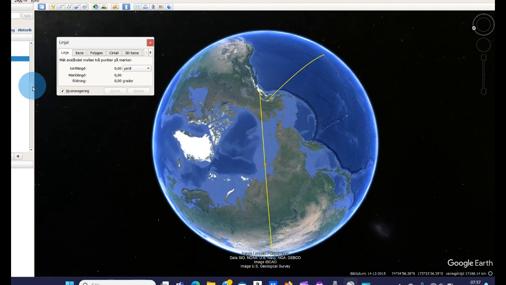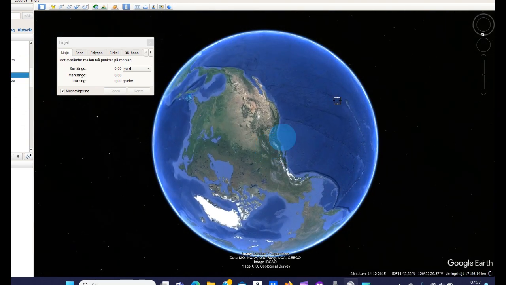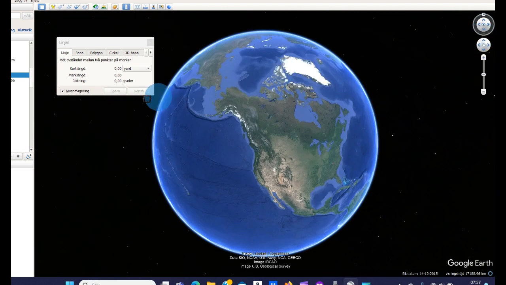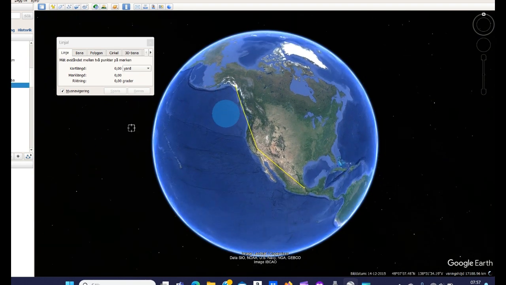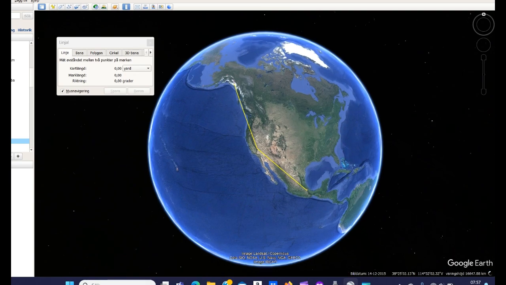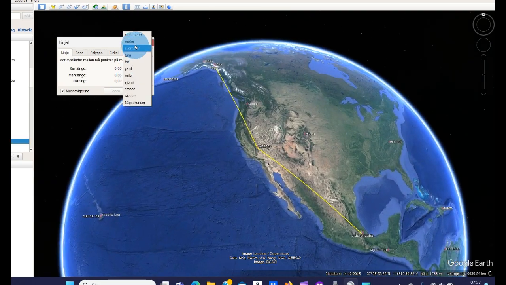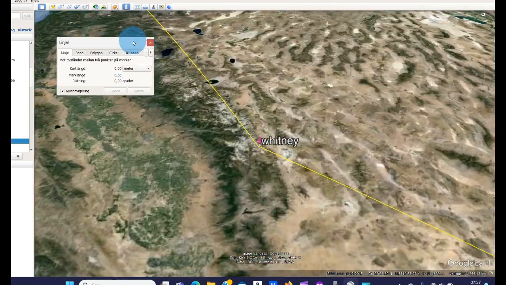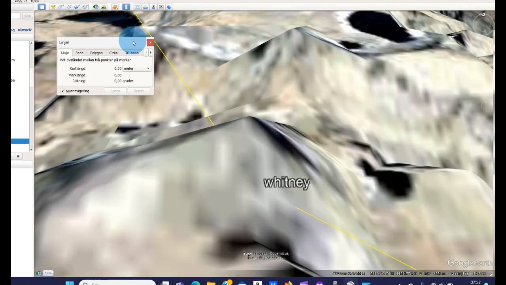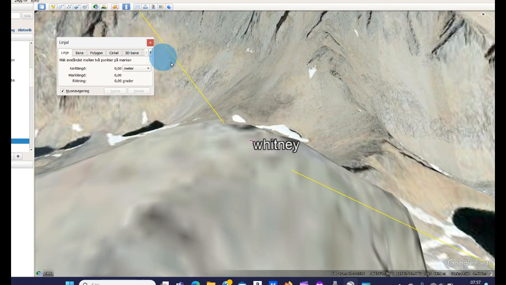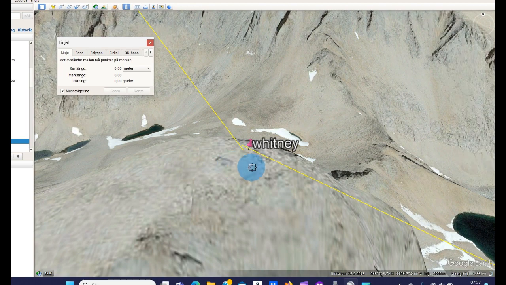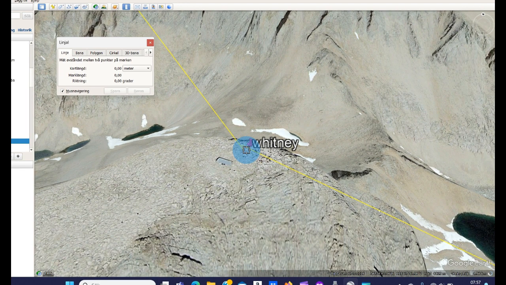Let's turn to the second pair now. And that is here in North America. I'll just turn this around also. And the distances from Mount Whitney to Mount Logan and Pico de Orizaba. So we'll fly to Mount Whitney and measure to Mount Logan first in meters. Here we are at the peak of Mount Whitney and off to Mount Logan.